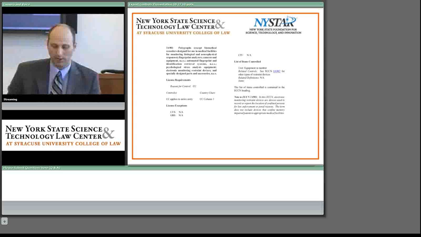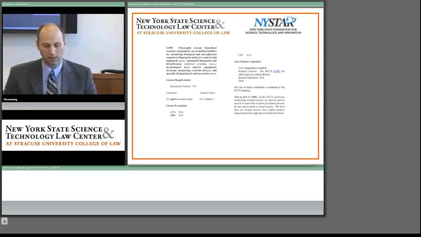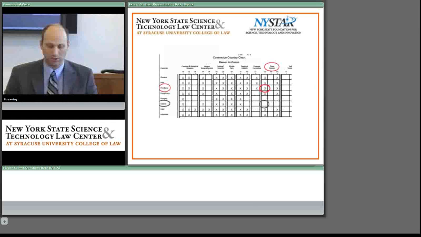Next would be license exceptions if they applied, such as LVS for a limited value shipment. If a license exception did apply for a limited value shipment, we would see a dollar amount here that would equate to how valuable a shipment in 12 calendar months can be shipped without a license. So here we see country chart column 1, crime control column 1 rather, on the country chart is what we will use. And then next up we have the Commerce Country Chart.